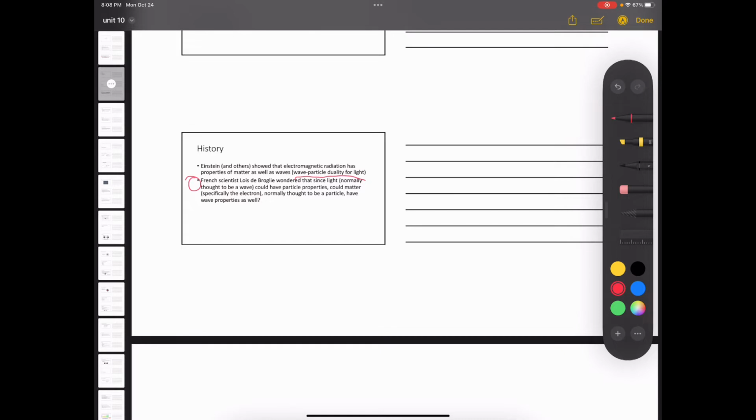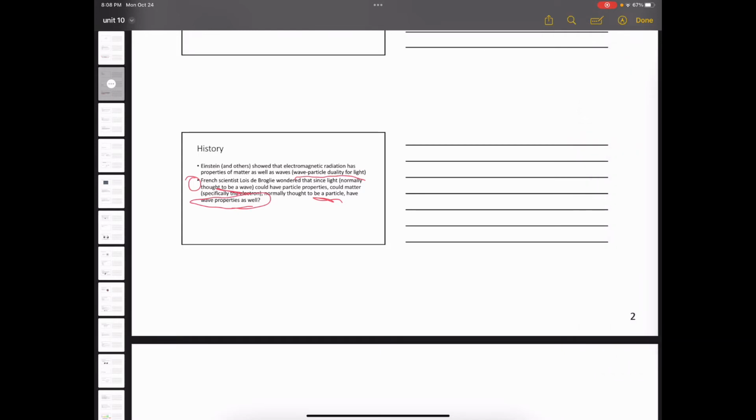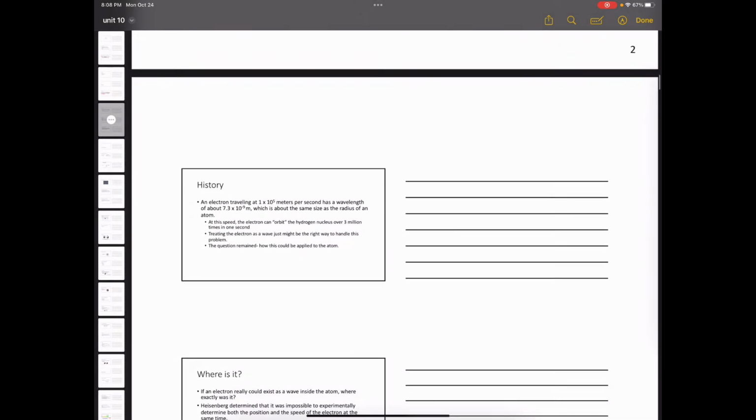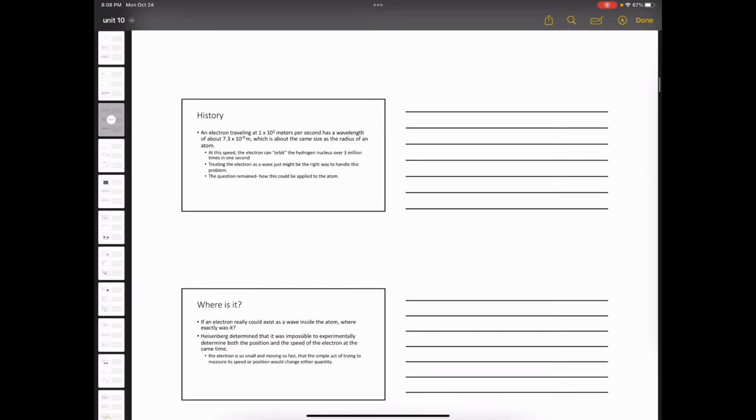He wondered that since light is normally thought to be a wave, is it possible that light also has a particle property? Could matter, specifically the electron, normally thought to be a particle, also have wave properties? So Einstein and Louis de Broglie were two of the first scientists that investigated and studied the electron, even with the limited resources they had back then.